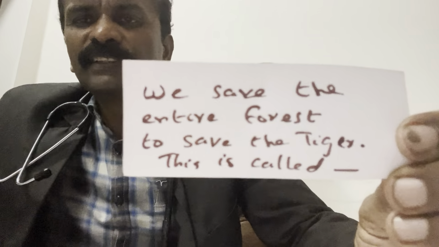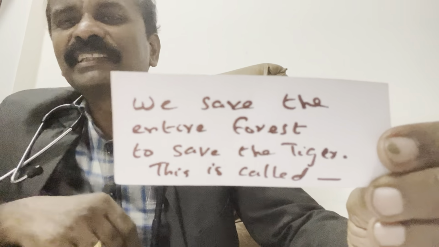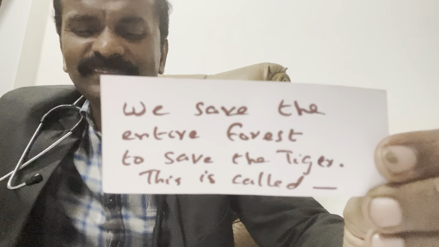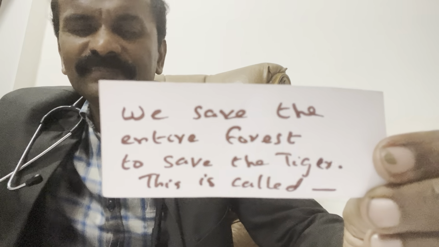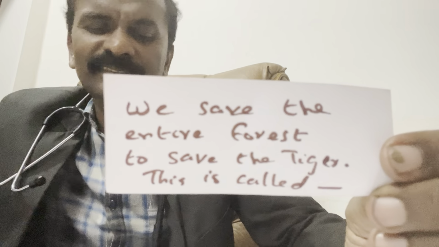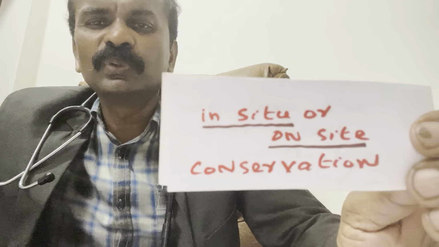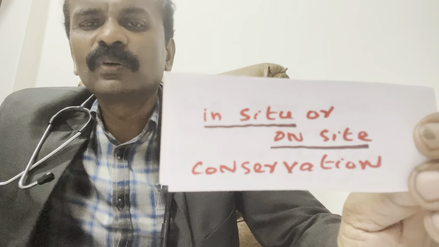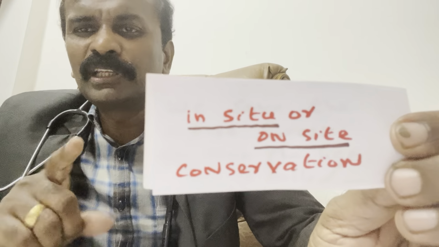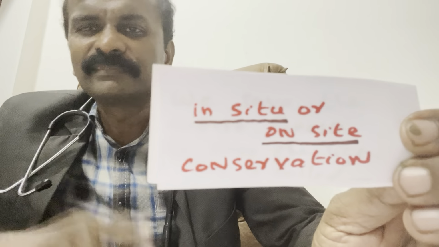Sacred grove. We save the entire forest to save the tiger. This is called what? This is called in situ, or on site. Again I am telling you, the question is important, not the answer.